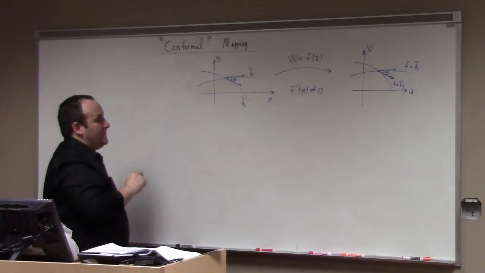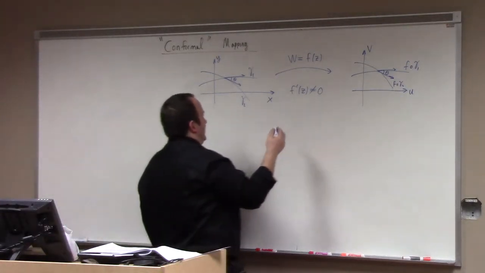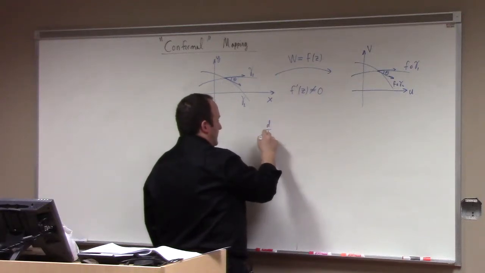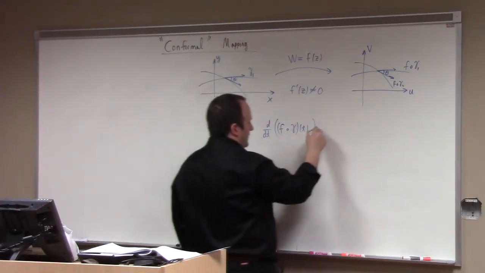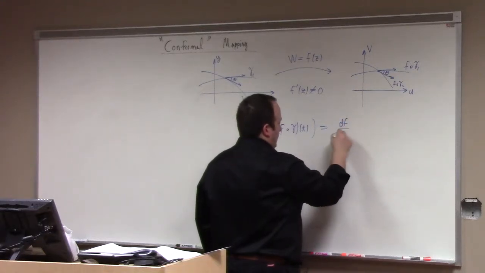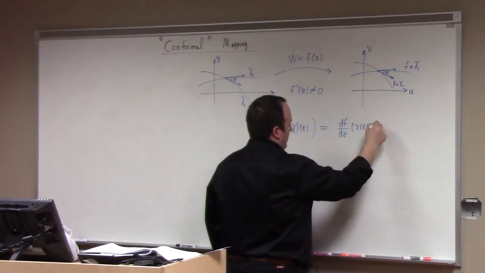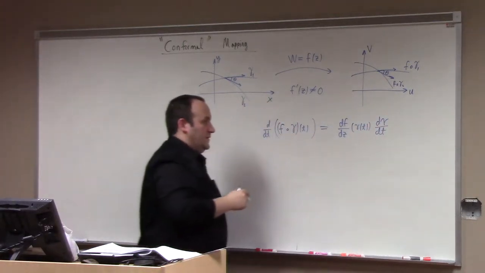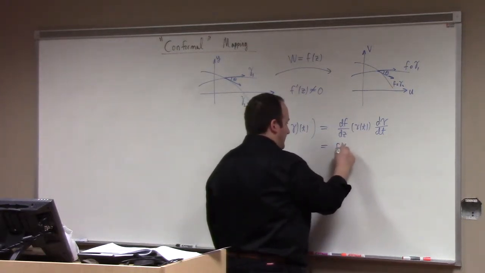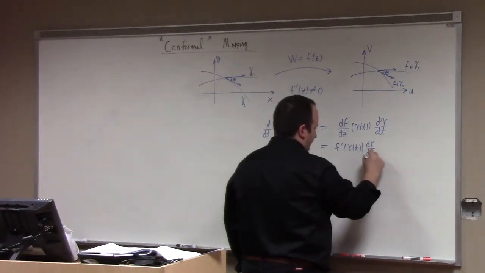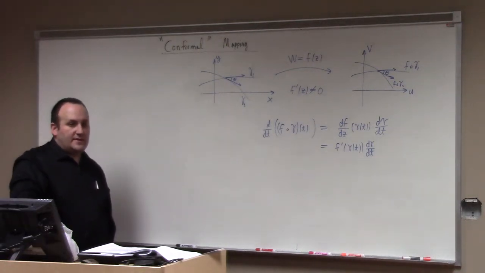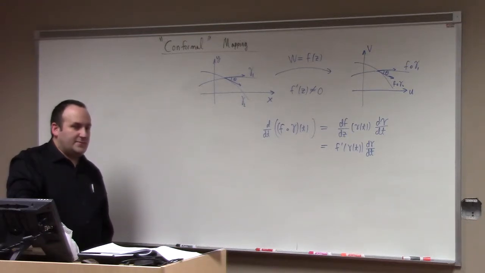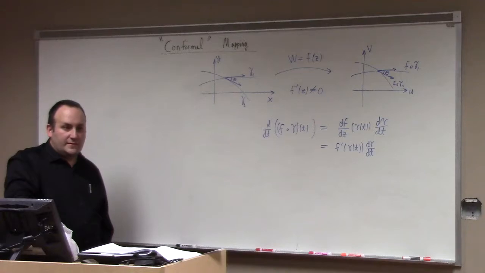The proof that these are conformal in that sense is, if you differentiate with respect to time F composed with gamma of t, we get df dz of gamma of t times d gamma dt. Or in the other notation, that's f prime of gamma of t times d gamma dt, right? So the new velocity vector to the image path is related to the old velocity vector by multiplication by the complex derivative, which itself is a complex number. But that is a fixed complex number for the point in question.